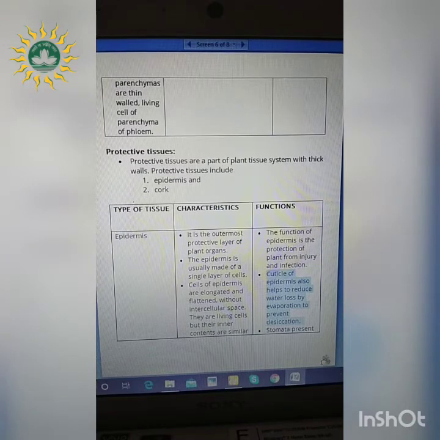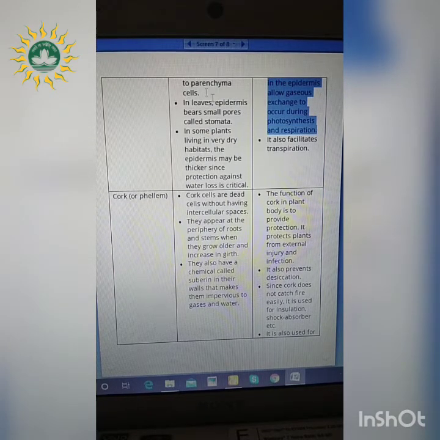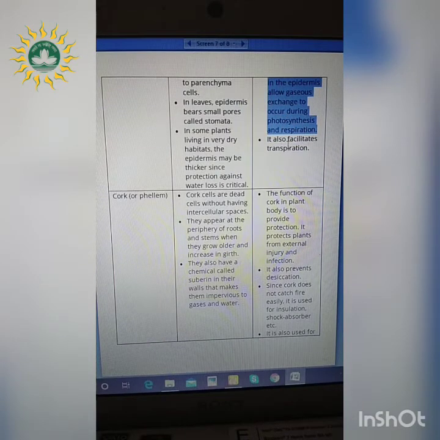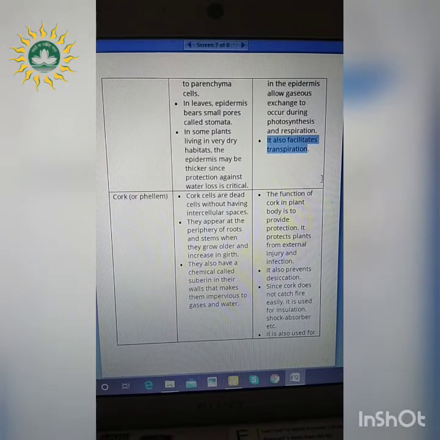The stomata which are present allow the gaseous exchange during the process of photosynthesis and respiration. We have told that in the leaves, the epidermal layers consist of the stomata. So the stomata help in the gaseous exchange during the process of photosynthesis and respiration, and also facilitate the process of transportation.